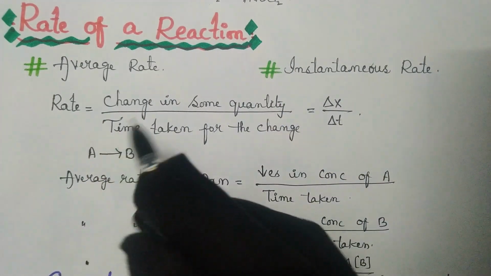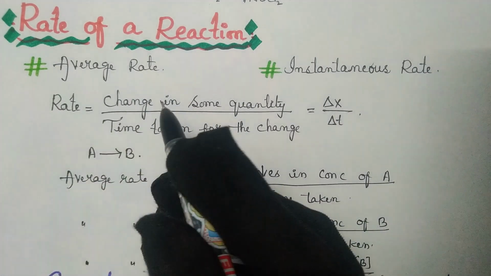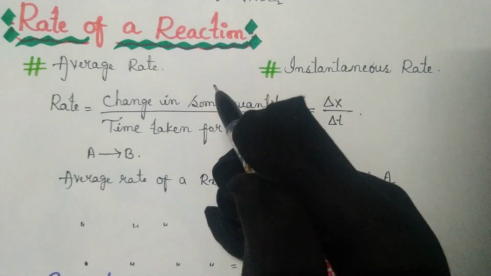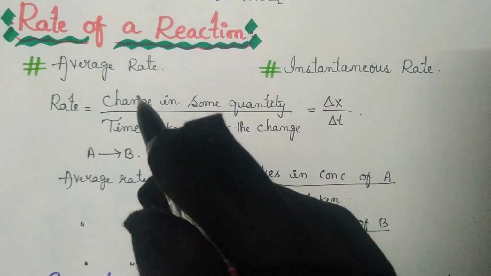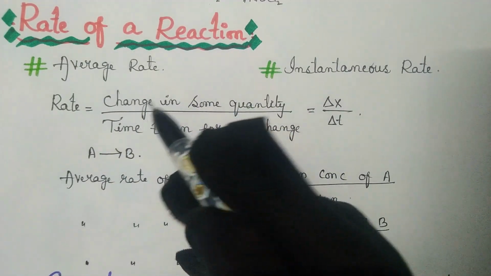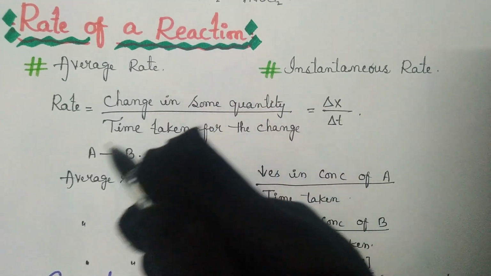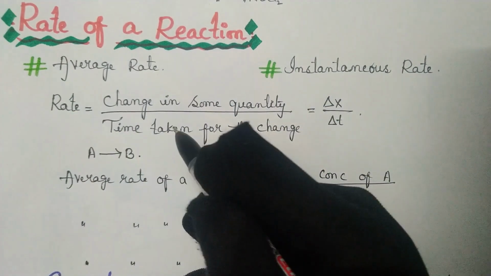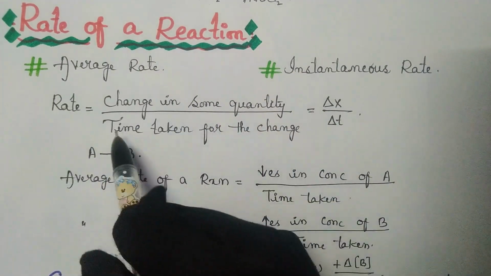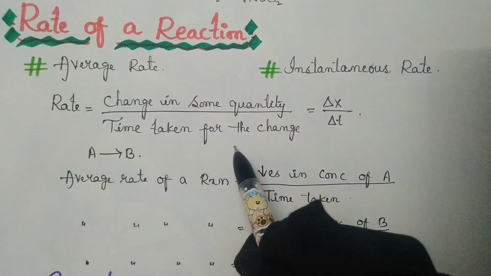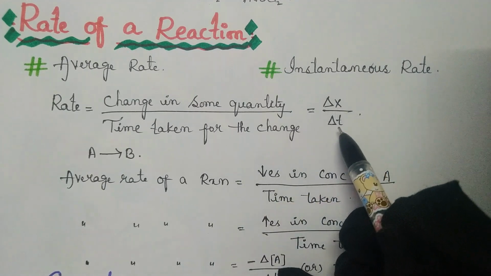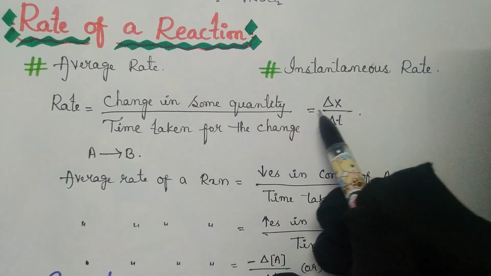Rate is expressed as the ratio of the amount of change in some quantity to the time required to produce that change. I'll repeat: rate is equal to the change in some quantity divided by the time taken for the change. So it is expressed as delta x by delta t. We use delta in case of average rate.